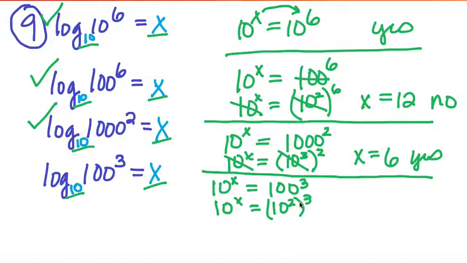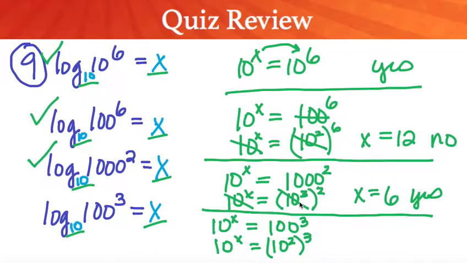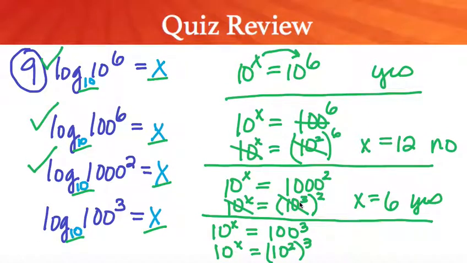And then I will have, let's see here. I will take those bases. I don't need to look at those bases. I can just write out x equals, and 2 times 3 is 6. Yes. So basically, this one right here was the one that was a no.